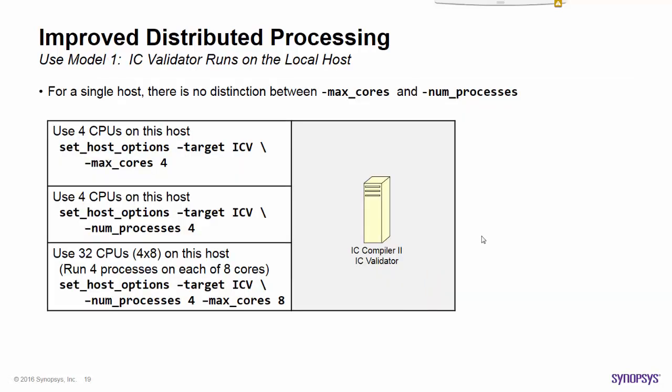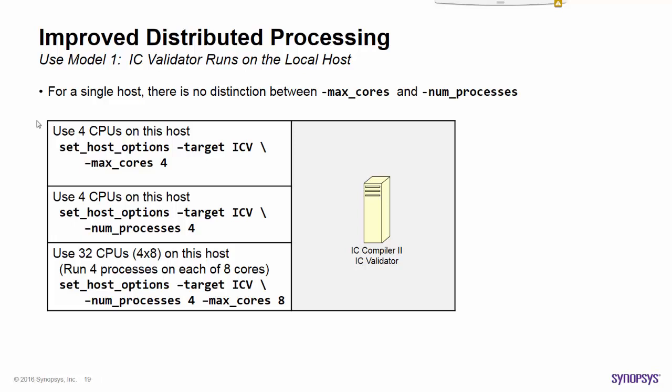Use model number 1, that is, IC Validator runs on the local host. For use model number 1, the user can specify either max_cores or num_processes. Please note, if both are specified, that is max_cores and num_processes, then their product will be used.